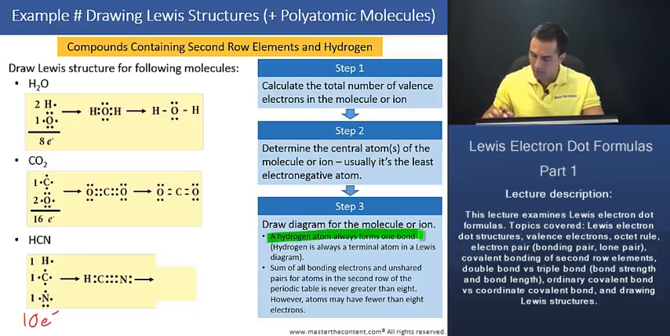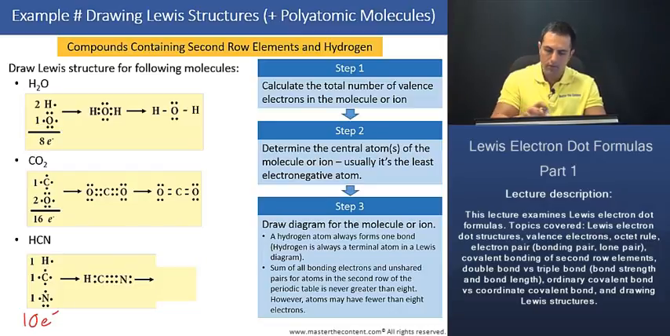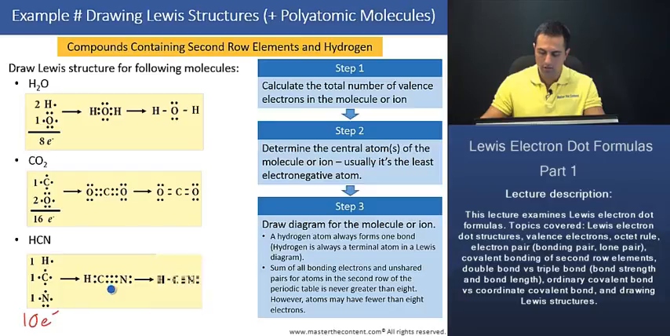Now we know that hydrogen always forms one bond, right? Thus, the hydrogen is going to form that one bond with the carbon, as we see here. In order to achieve that octet configuration, the carbon and the nitrogen are going to need to form three bonds, which is going to result in a triple bond between the carbon and the nitrogen. The resulting Lewis structure for hydrogen cyanide is as follows. Okay, let's proceed now to our next slide.